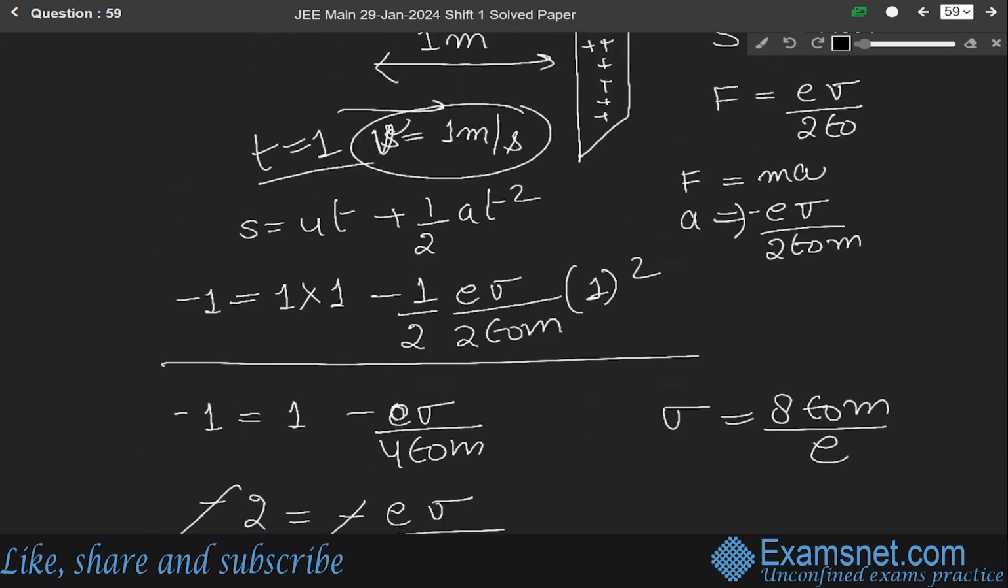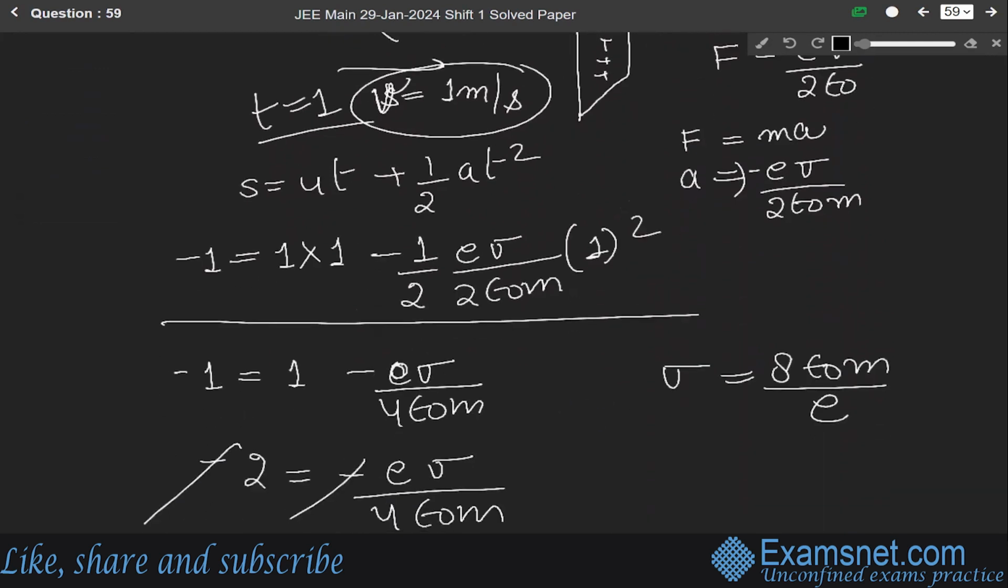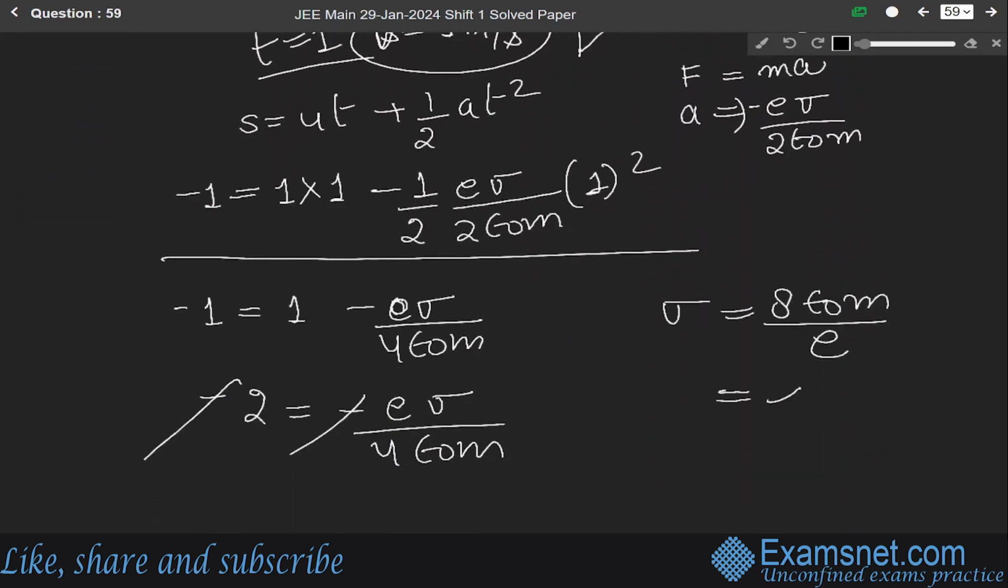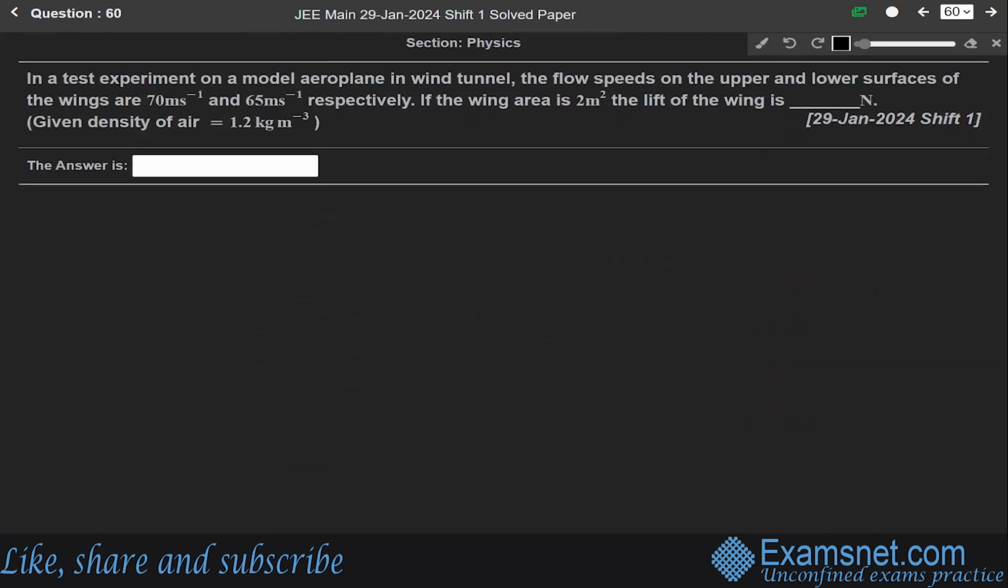Now comparing it with the given equation, alpha m epsilon naught over E, the value of alpha is what? 8. Now next question, question 60.